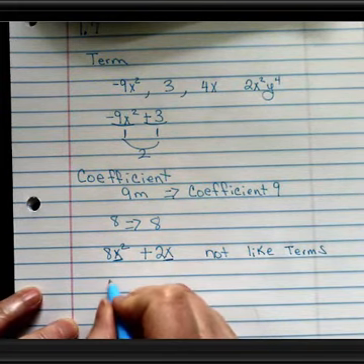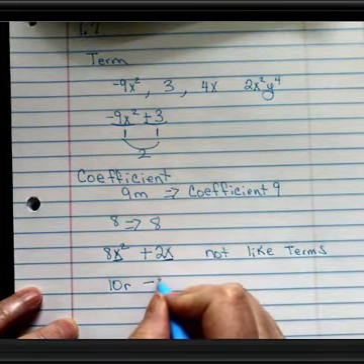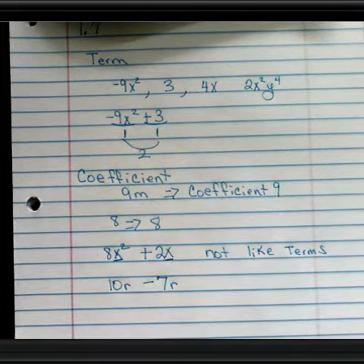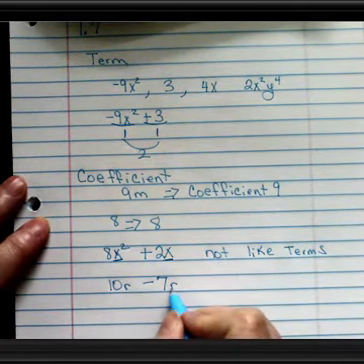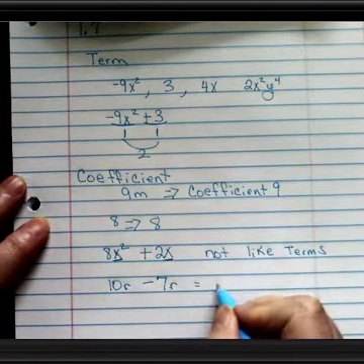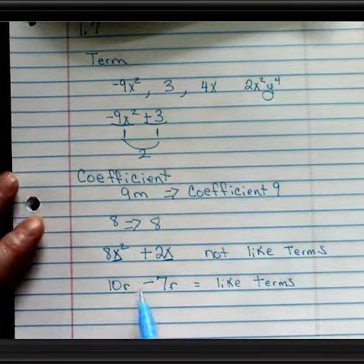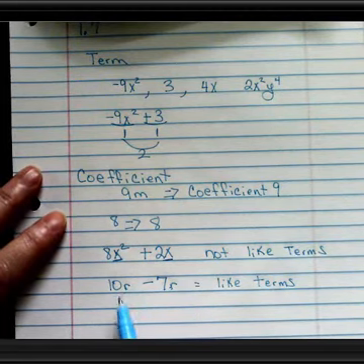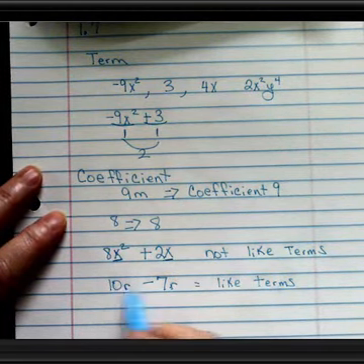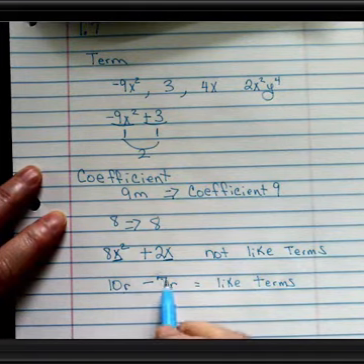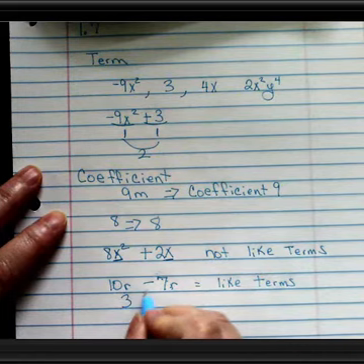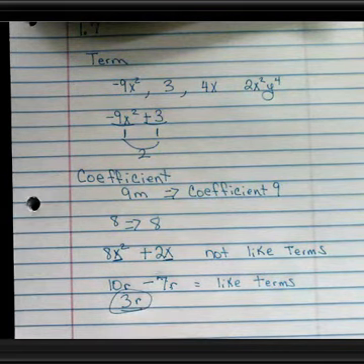But let's look at 10r minus 7r. Now, we look at the variables. Are they both the same? Yeah, they're both r's. So they are like terms. Now, if I said combine like terms, you then only look at the coefficient. You have a 10 minus 7. What's 10 minus 7? 3. Variable stays the same. And that's how you combine like terms. You can only combine them if the variables are the same, and then you only look at the coefficients.